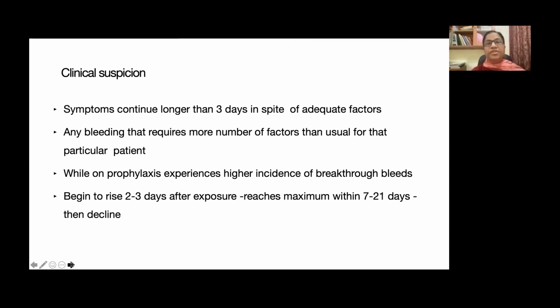And when will you suspect an inhibitor in a patient? When symptoms continue longer than 3 days, as 3 days is the recommended dosage, and in spite of adequate treatment the patient is having symptoms without any infection or trauma, or if any bleeding requires more factor than usual for that particular patient. And while on prophylaxis, he experiences a higher incidence of breakthrough bleeds. These inhibitors start to rise 2 to 3 days after exposure and reach a maximum within 7 to 21 days and then decline. That is the normal pattern of inhibitors.